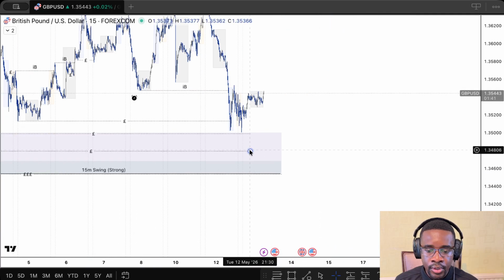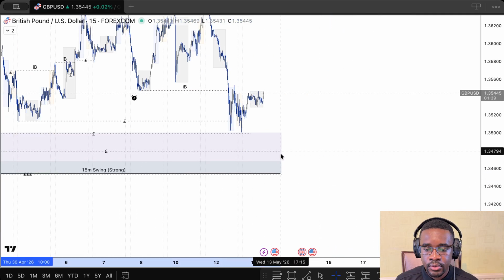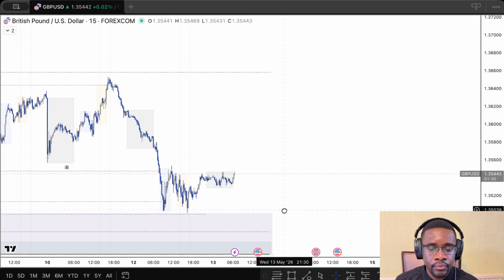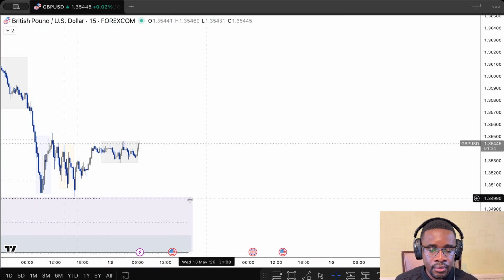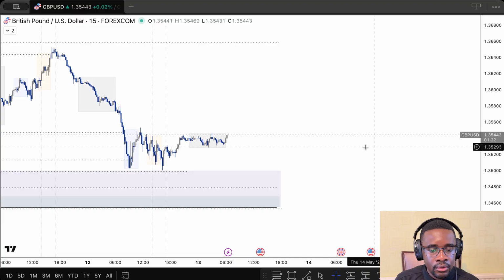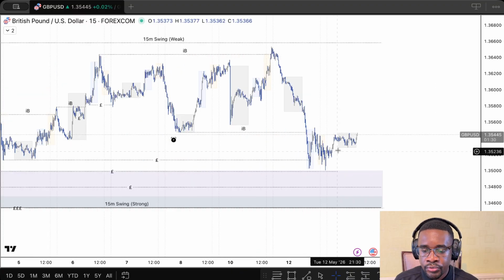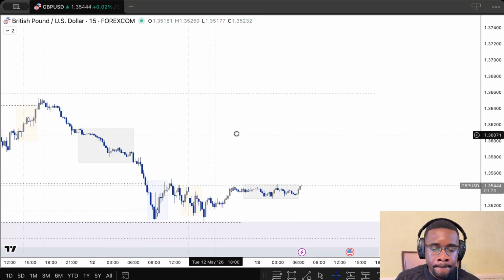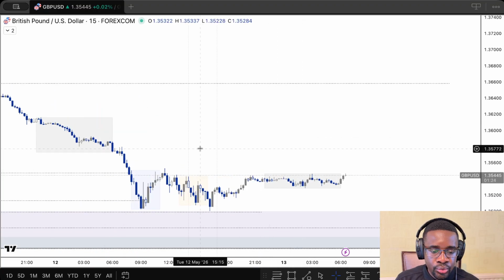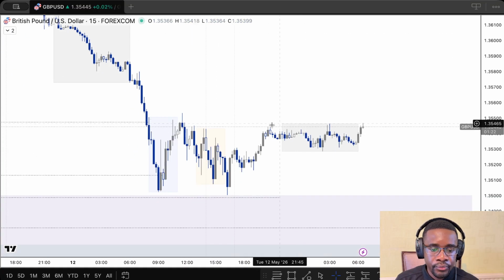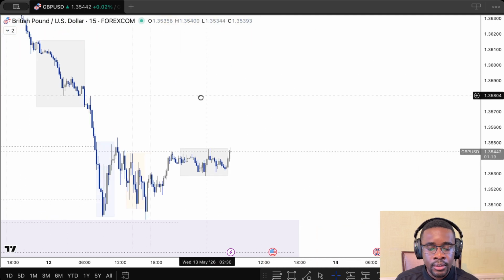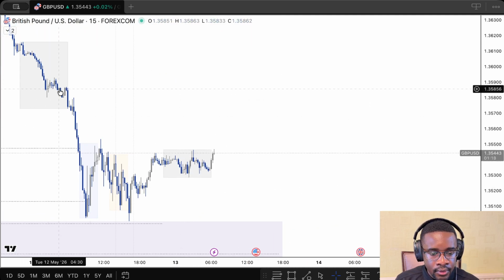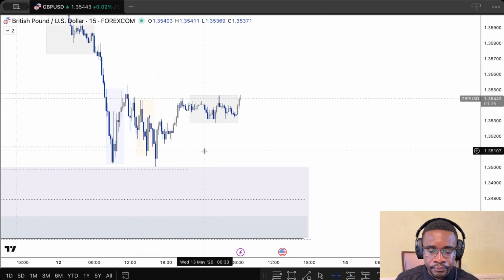Yeah, so it's likely price could continue dropping. Okay, so after break of structure, of course, we do expect some kind of pullback. Where could we pull back to? Nothing is clear because this is just a straight line. That is just a straight line.